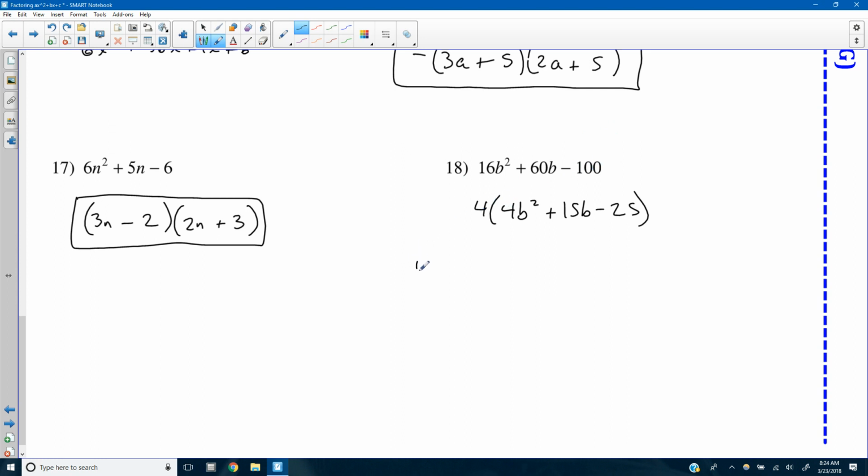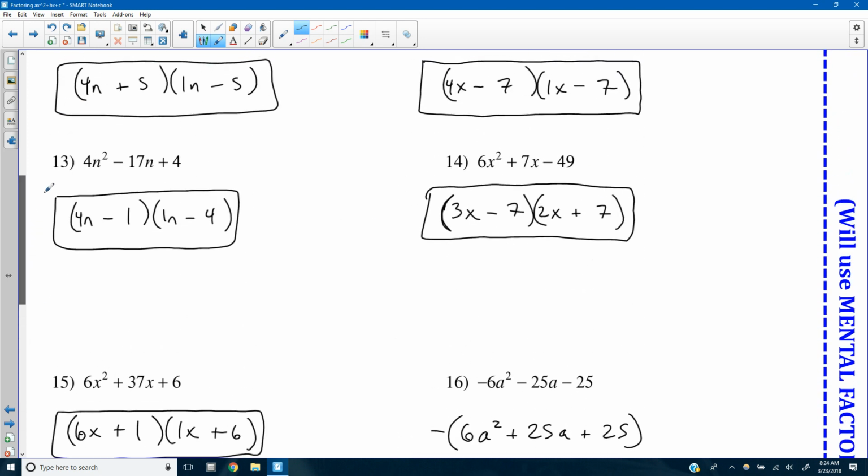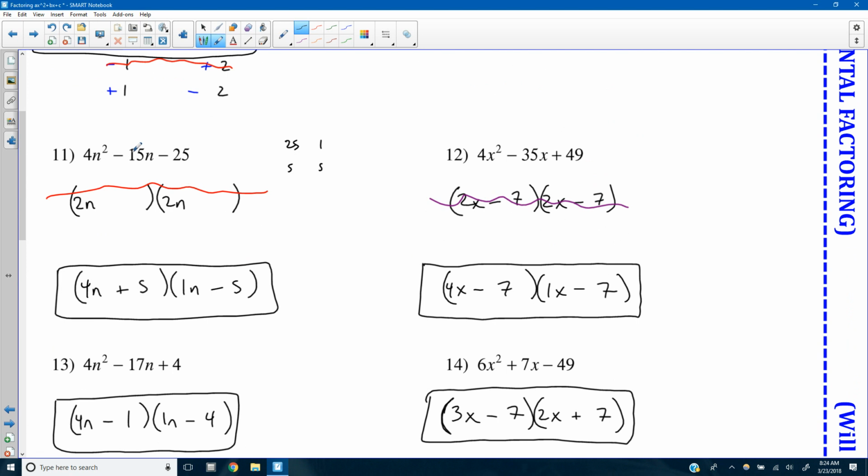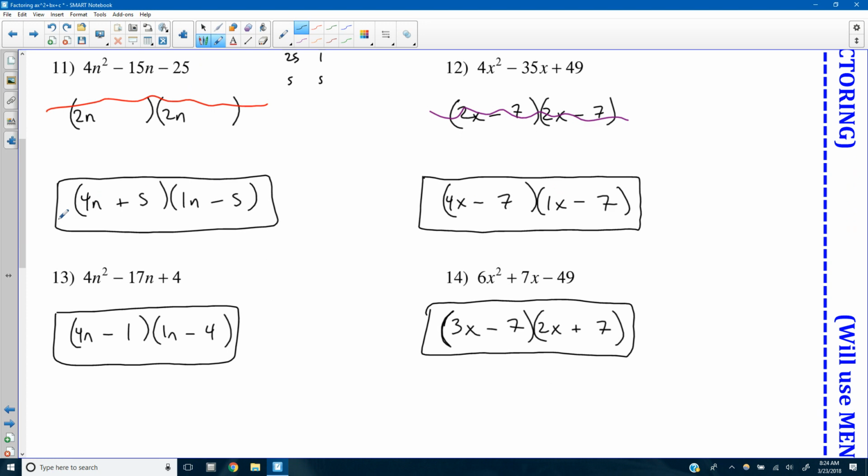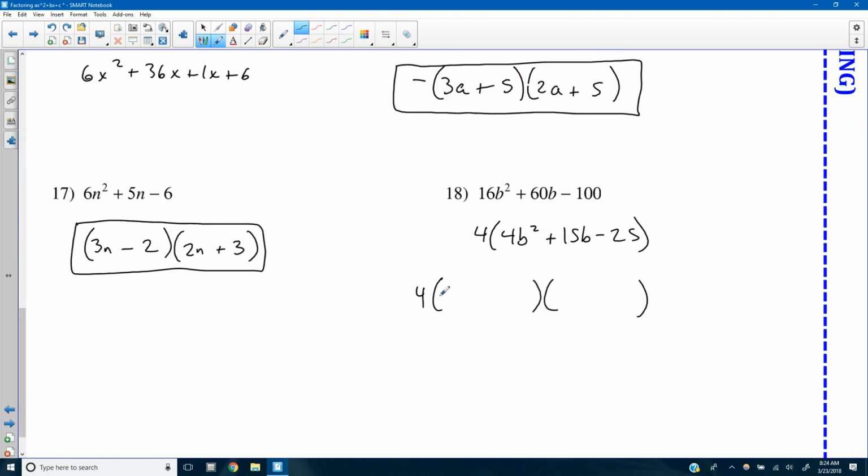Factoring out is good. If I can factor this, which I can, my result will look something like this. Guess what? This is 4b squared plus 15b minus 25. This is 4n squared minus 15n minus 25. So you see how the positive 5 went with the 1 and the negative 5 went with the 4. By that I mean through multiplication. I'm just going to switch that. I should have 4b minus 5 times 1b plus 5.